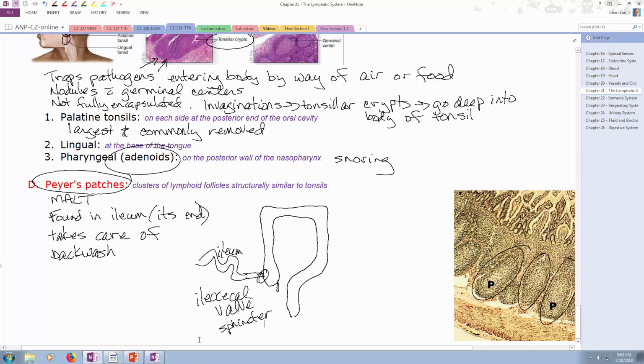So that's the lymphatic system. So vessels is going to be on our exam on Thursday and Friday, but lymph nodes and all that stuff, not. That will be on our next exam.